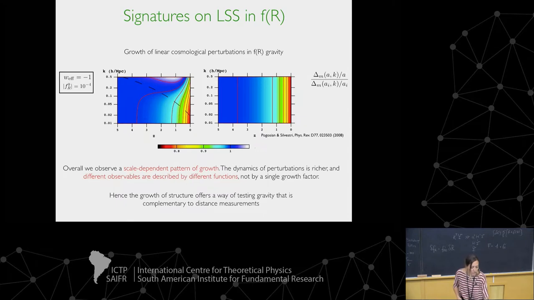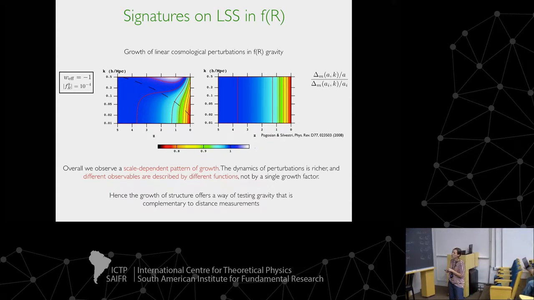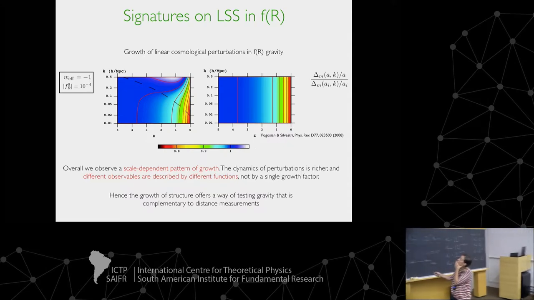So let me show you that in a picture rather than in words. It looks like a busy picture. Let me walk you through. So let us start from the right panel. And here we are looking at redshift on the horizontal axis. So here we are today. And scale, k, the wave number, on the vertical axis. So here you are on larger scales, and here you are on smaller scales up here. Here I'm showing the evolution of the density contrast divided by a.